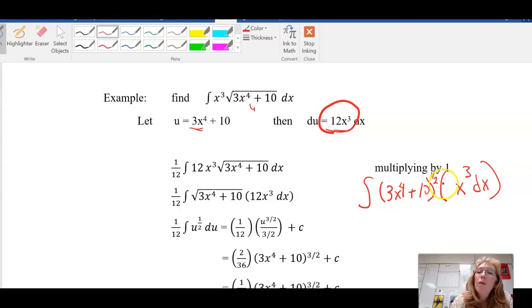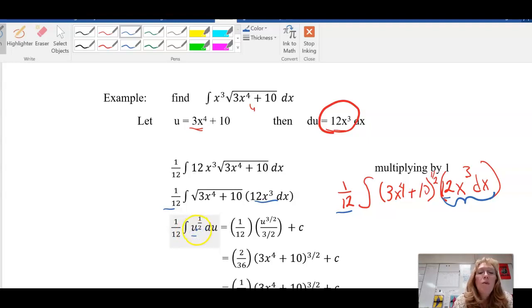So I have to put a 12 in here. But if I multiply by 12 here, I have to divide by 12 on the outside. All right, this way I have 1, because 12 divided by 12 is 1. I haven't changed my problem, but I still have the derivative that I need. All right, so I'm hoping you understand this right now. So what we truly have is u to the 1/2 du.